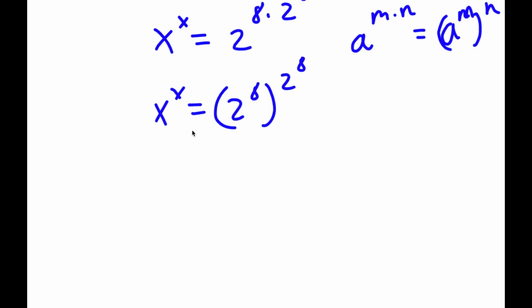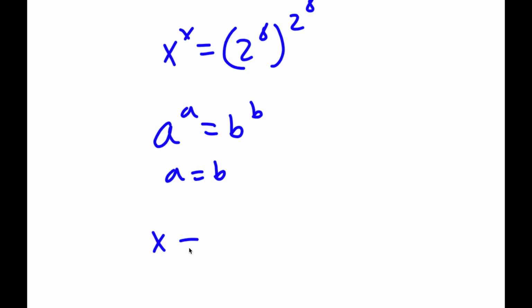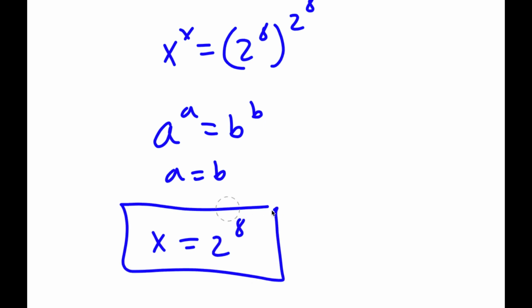Now, if I have something in the form a to the power of a is equal to b to the power of b, then this means that a equals b. So in this case, x is equal to 2 to the power of 8. So this is my answer to this problem.